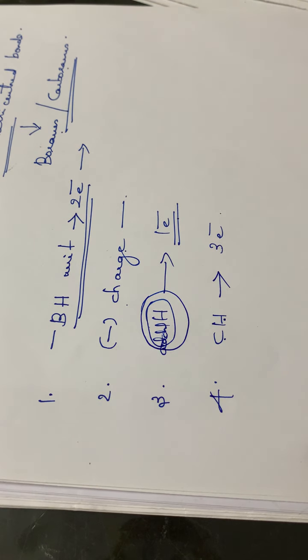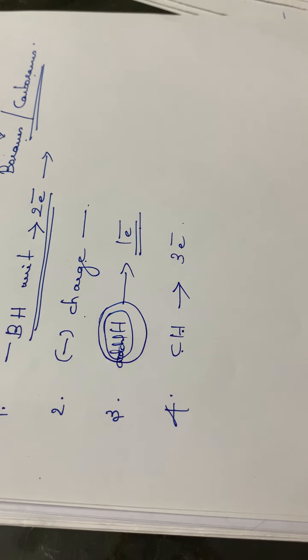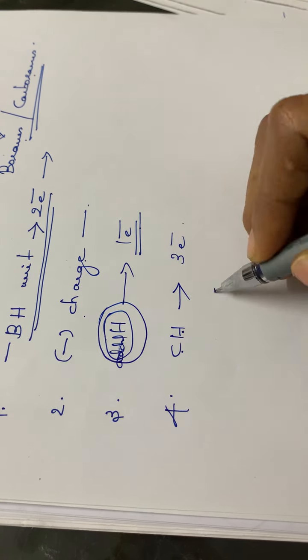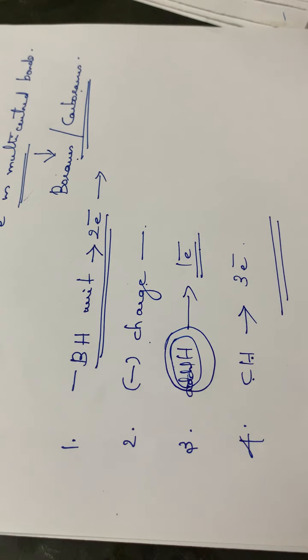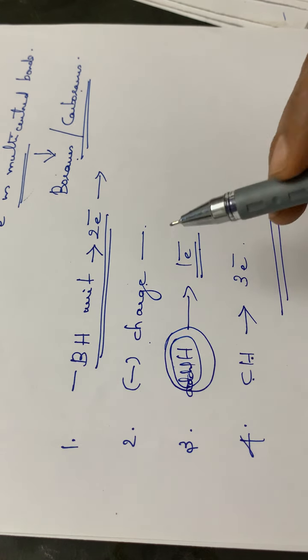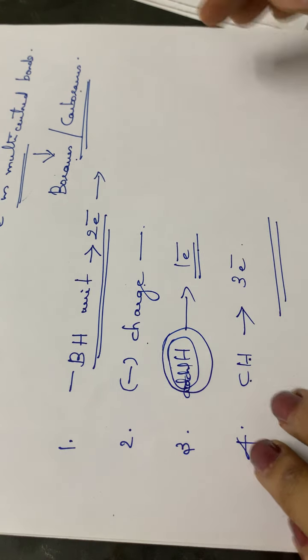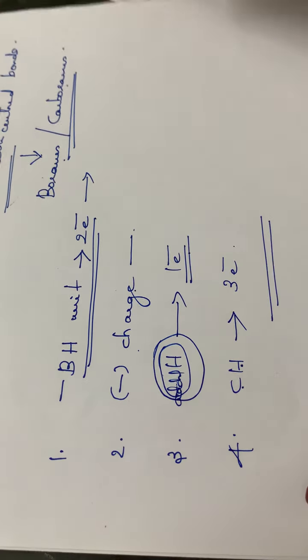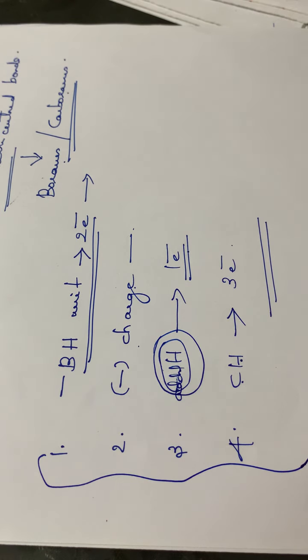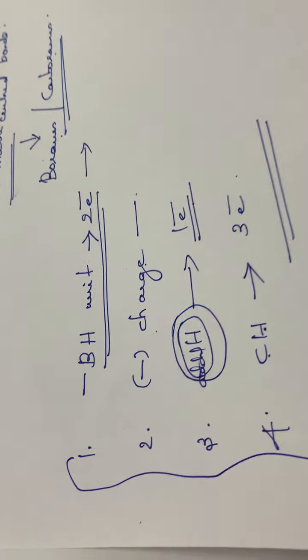One CH unit will be sharing 3 electrons to the skeletal bonding. Okay, so this is Wade's rule. Now you have to calculate the number of valence electrons with the help of this Wade's rule. While doing the examples, you will be clear of this Wade's rule. You have to study these 4 points by heart, and it is very important, Wade's rule.